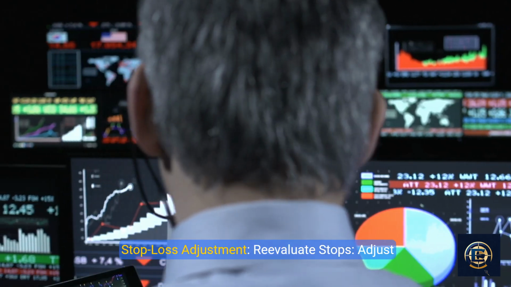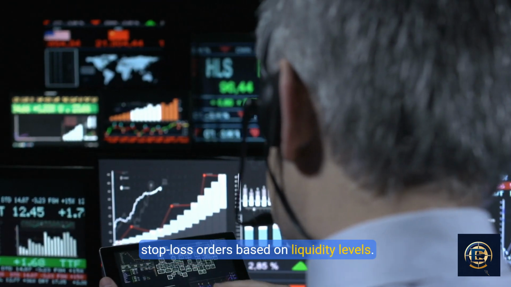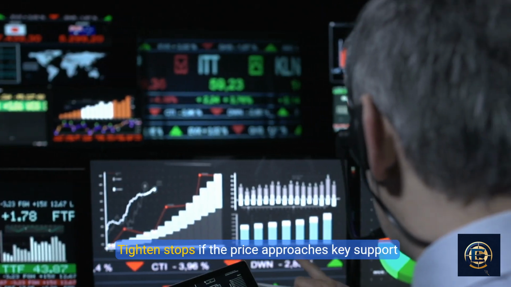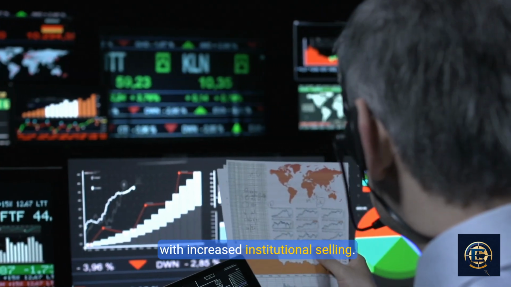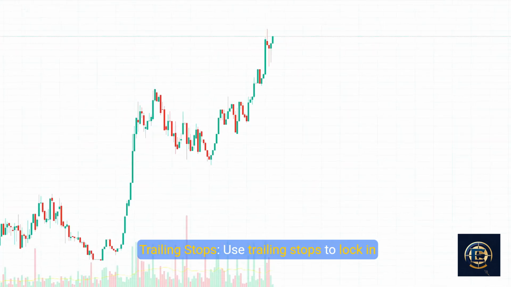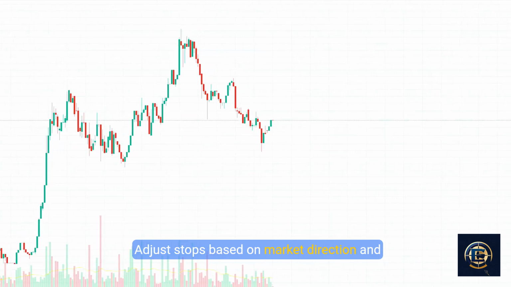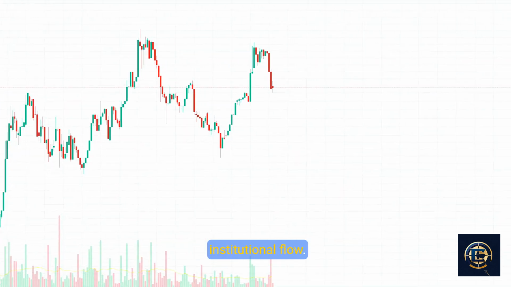2. Stop loss adjustment. Reevaluate stops. Adjust stop loss orders based on liquidity levels. Tighten stops if the price approaches key support with increased institutional selling. Trailing stops. Use trailing stops to lock in profits as the price moves favorably. Adjust stops based on market direction and institutional flow.